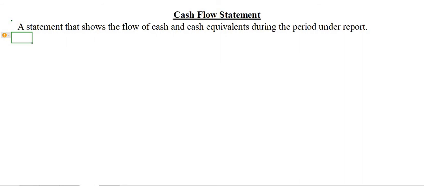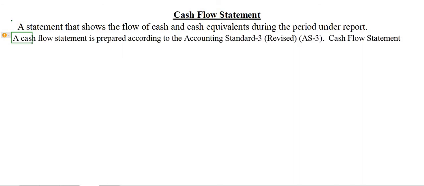So this statement is prepared to find out the flow of cash, that is inflow and outflow of cash, in a business organization for a particular period of time. So we can say that a cash flow statement is prepared according to Accounting Standard 3 revised. Accounting Standard 3 says about preparation of cash flow statement. So the revised Accounting Standard 3 says how to prepare a cash flow statement.